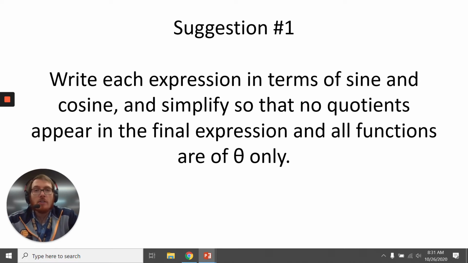And the first suggestion is always going to make everything sines and cosines, and hopefully things cancel out. That's going to be true if there's a lot of multiplying involved. So my suggestion is always, if you don't know what to do, if you're completely stuck, make everything sines and cosines, and that might help you get the answer for these scenarios.